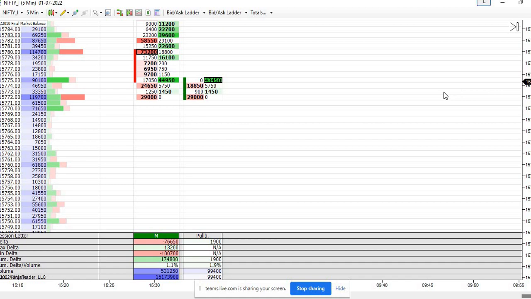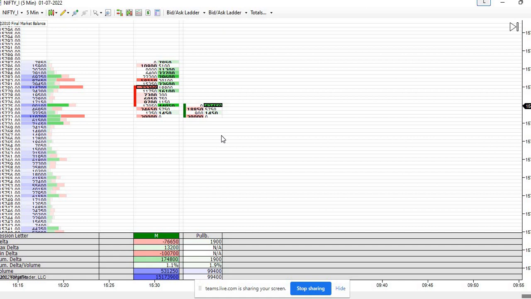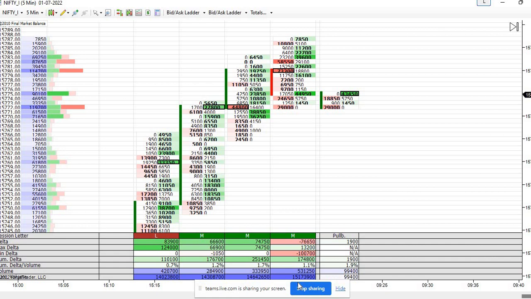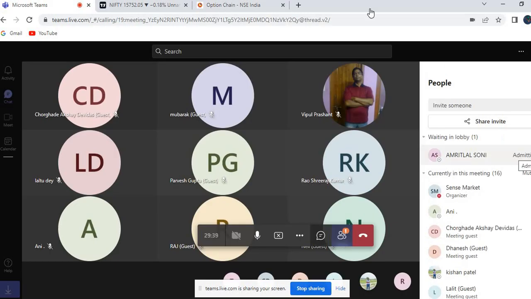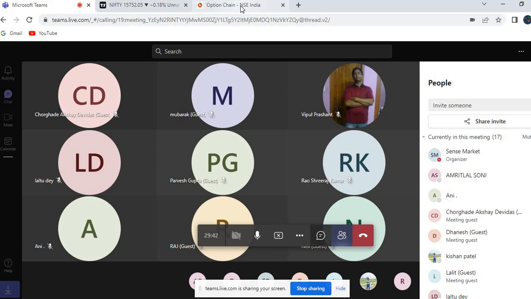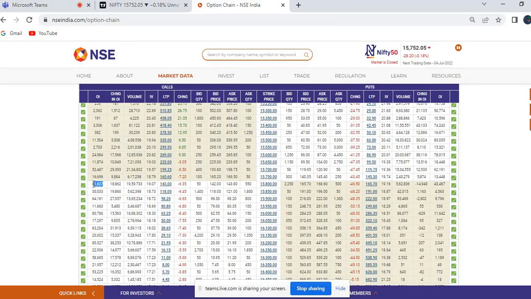So Nifty is at around 15,775. So nearest resistance is at 15,800 level, right? 15,800 level is the nearest resistance for Nifty. Let's check it out right here. Look at this. Obviously, 81,000 is the resistance on call side, and put side is only 43 as of now, right? 81 on call side, 41 on put side.